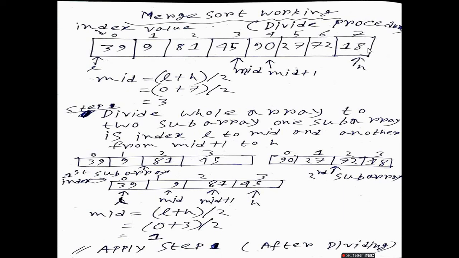Next, the index values: 39 has index value 0, 9 has index value 1, 81 has index value 2, 45 has index value 3, 90 has index value 4, 27 has index value 5, 72 has index value 6, 18 has index value 7. So 0 to 7, that means total how many elements? 8 elements. Now L, the lower bound, points to 0 and the upper bound H points to 7. Now calculate mid.